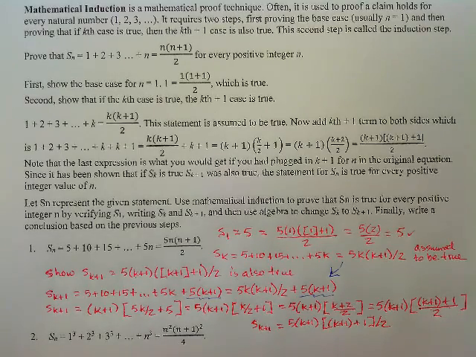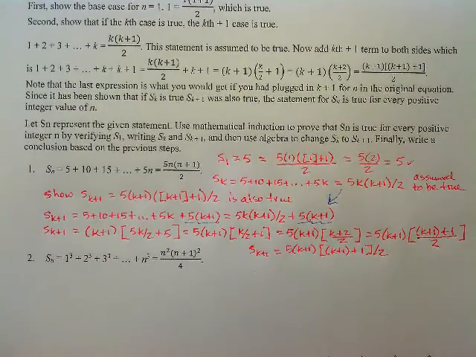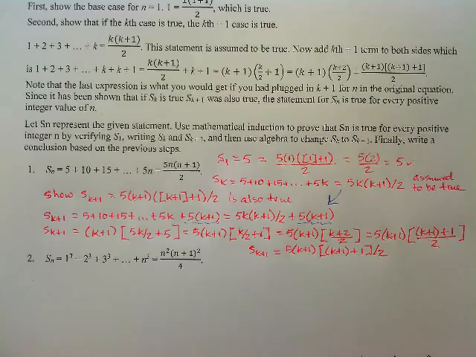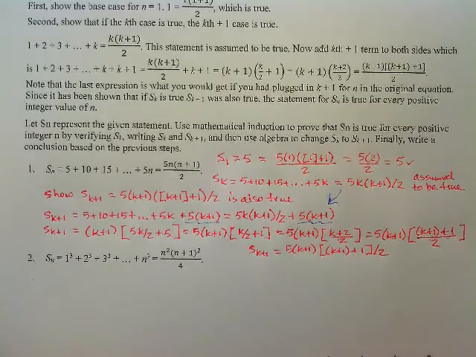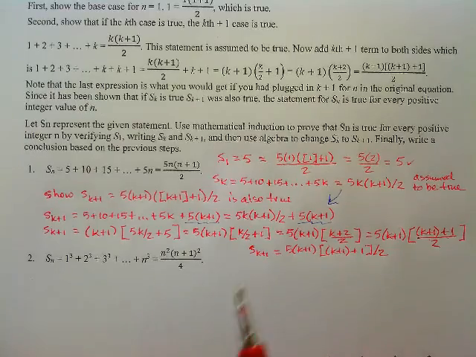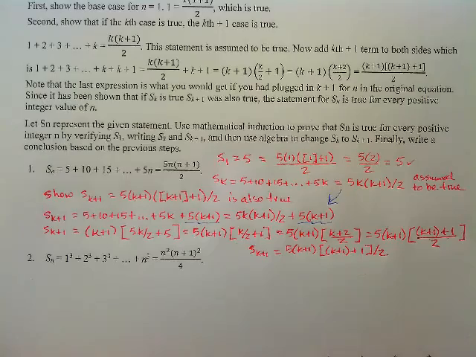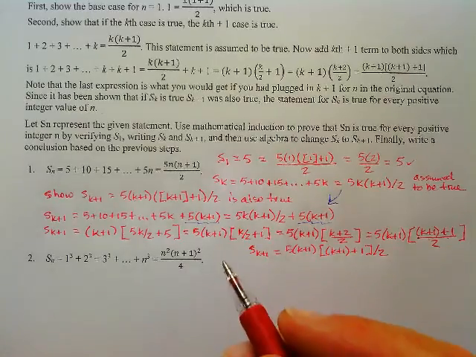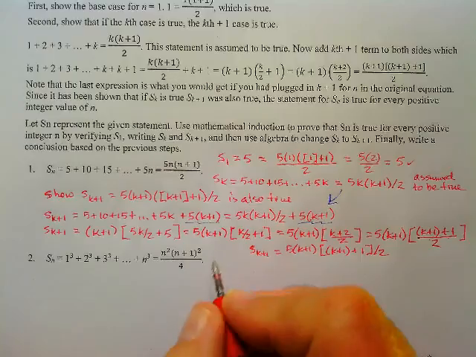All right, a second example. This one deals with the formula for the summation of cubes, 1 cube plus 2 cube plus 3 cube up to n cube. And that's to equal n squared times n plus 1 squared all over 4. So again, let us look at the base case.